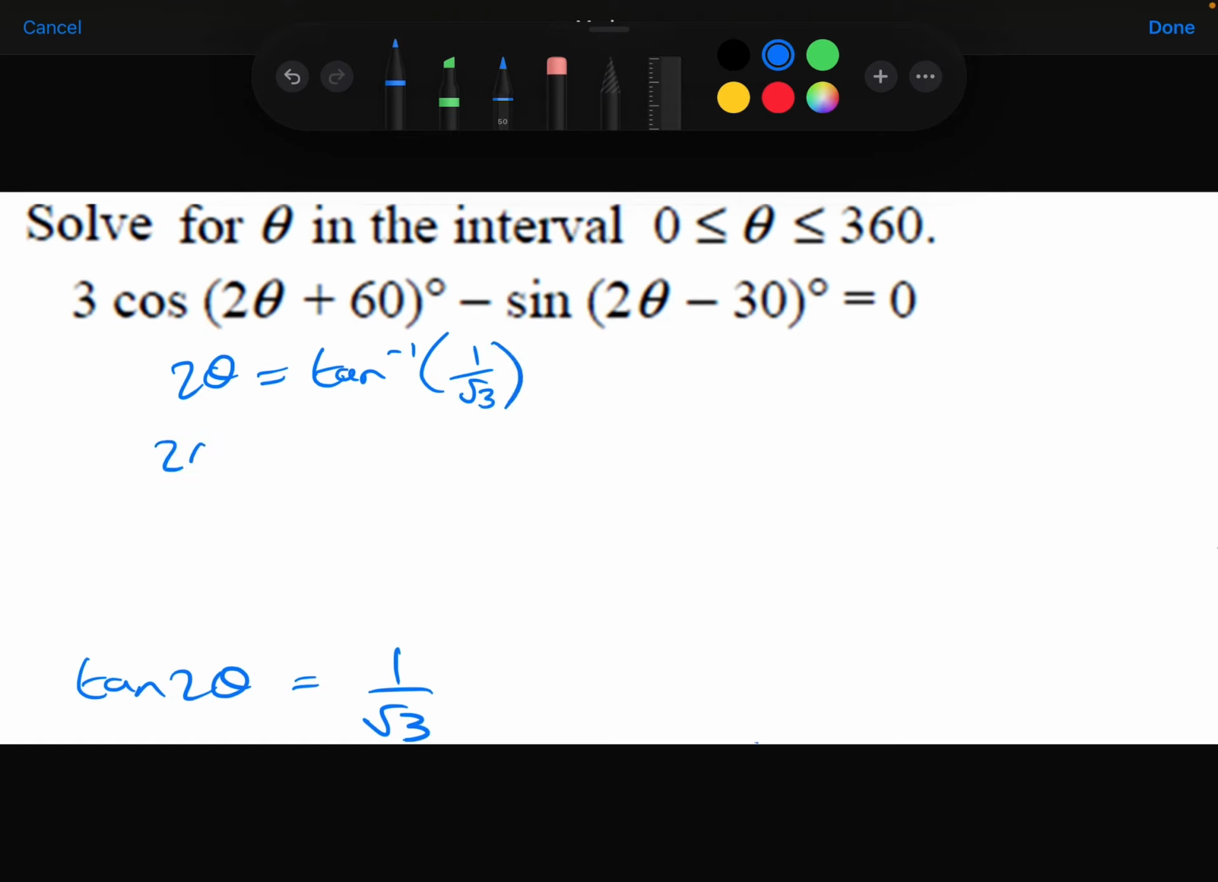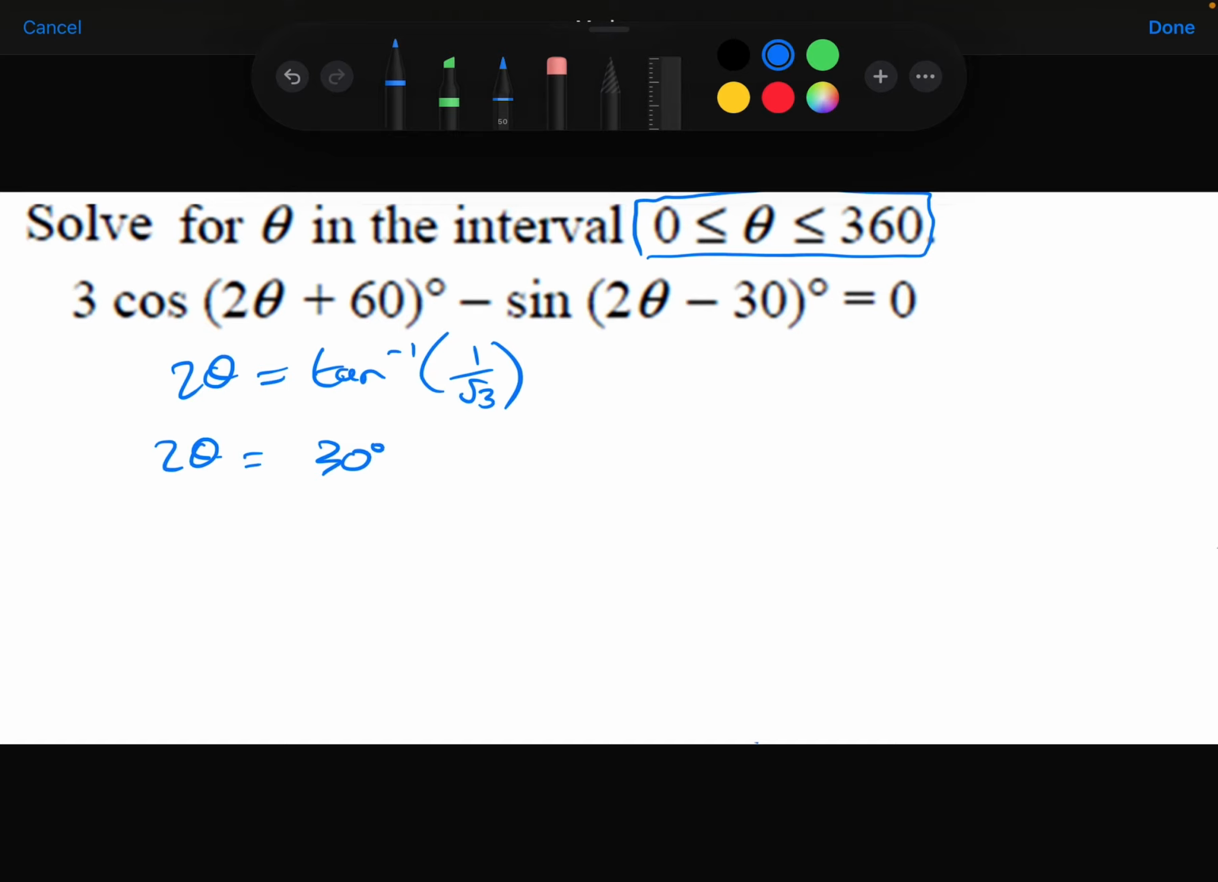Now, when I do that, I get 30 degrees, but that's not the only answer. Remember, whenever we do sine inverse, cos inverse, tan inverse, there is always an infinite number of solutions. So I'm going to have to draw the graph. Notice that I want solutions between 0 and 360.